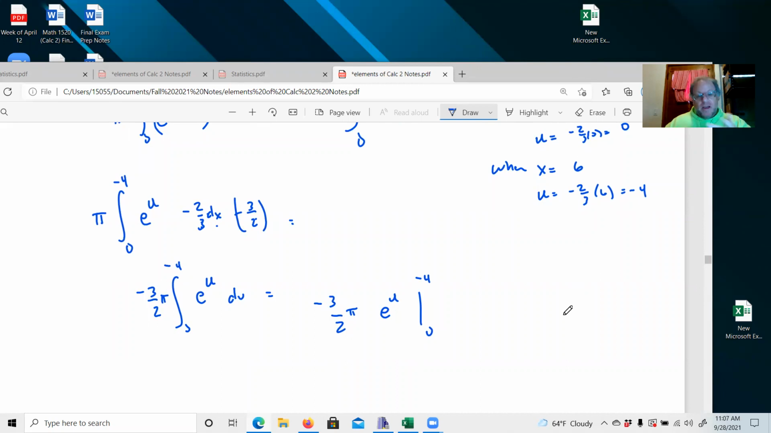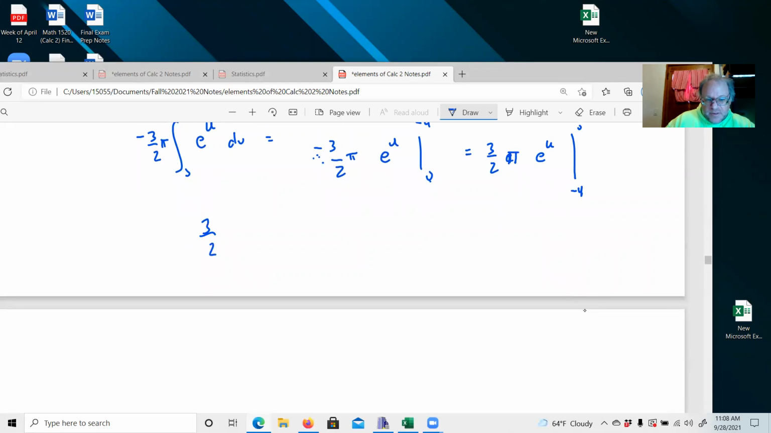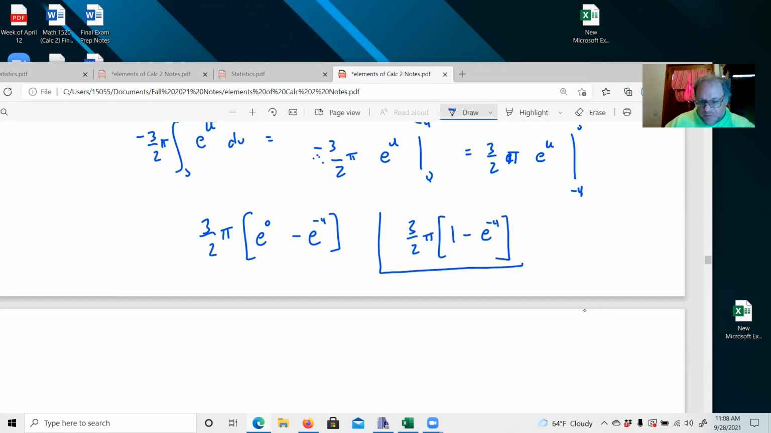All right. Now, the other thing I'm going to do here is swap my limits of integration. So we have 3/2 pi e to the u from negative 4 to 0. What happened to the negative? Well, if you swap the limits of integration, your negative disappears. You can use the negative to swap these. That consumes it. So we have 3/2 pi. What is e to the 0? It's 1. So this is 3/2 pi times 1 minus e to the negative 4. Okay, and that would be my volume of revolution.